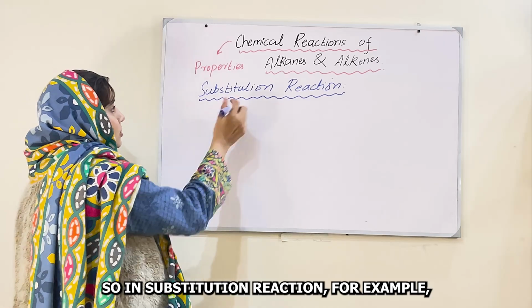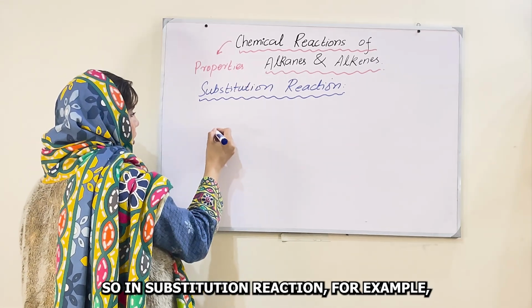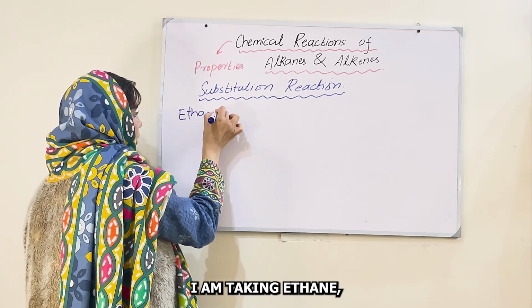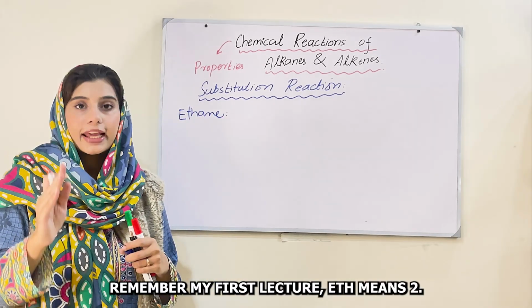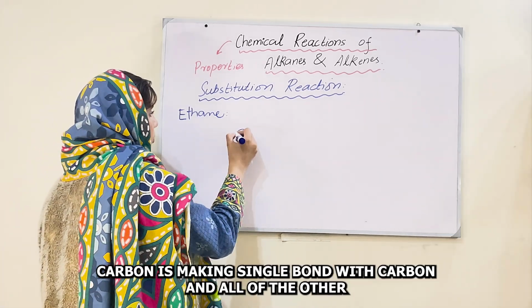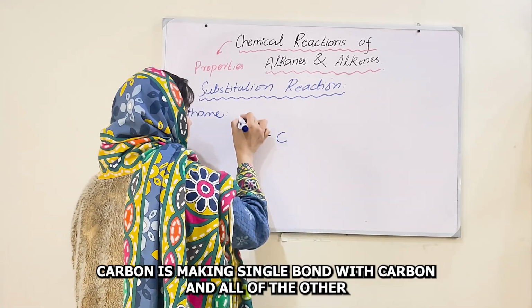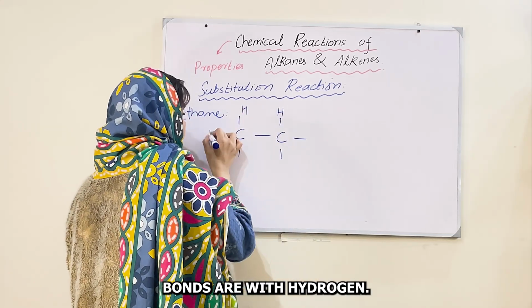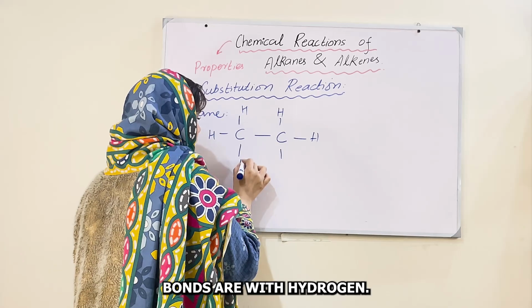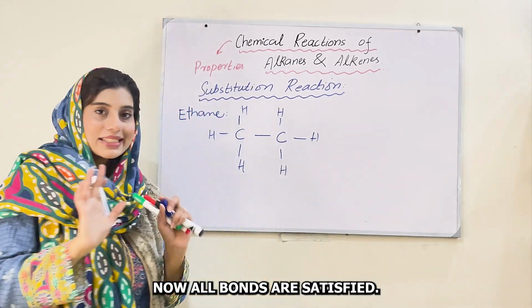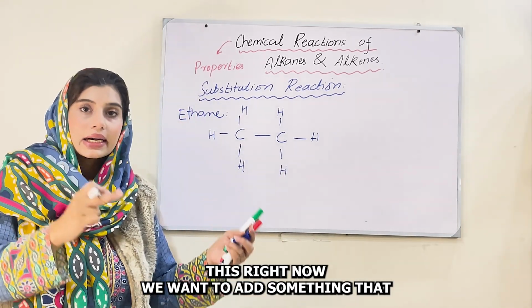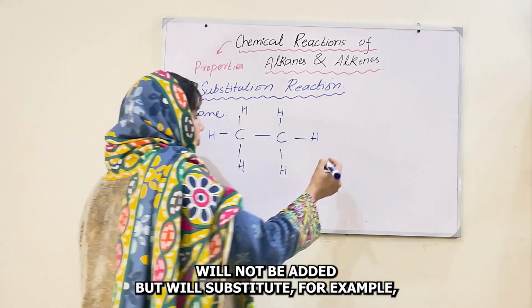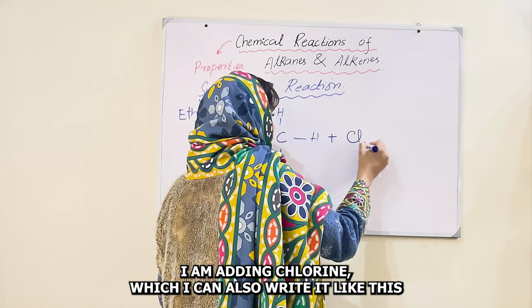Okay, so in substitution reaction, for example, I am taking ethane. If you remember my first lecture, eth means 2. So carbon is making a single bond with carbon and all of the other bonds are with hydrogen. Now all bonds are satisfied. Now we want to add something. That thing will not be added but will substitute. For example, I am adding chlorine.